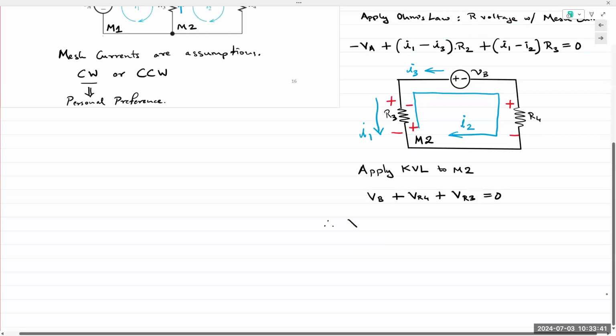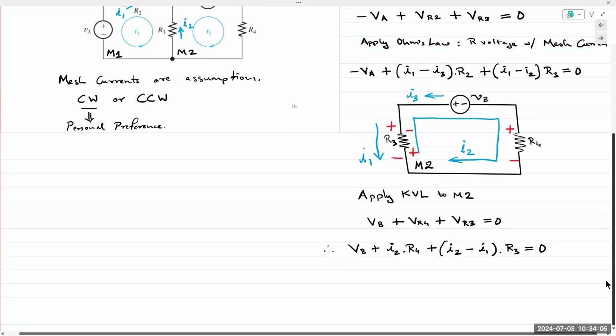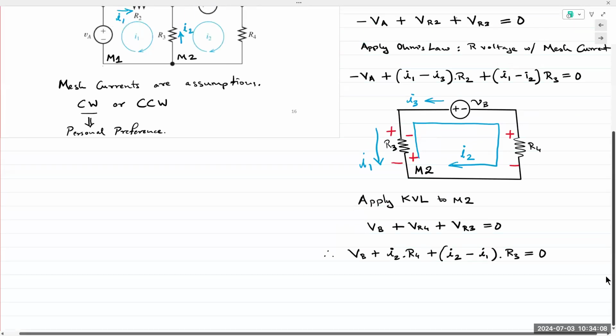VB is a voltage source, so it stays as it is. VR4 is I2 times R4, and VR3, here's the difference. It's I2 minus I1 times R3. So write it down, think over it. Let me know if you have any questions.